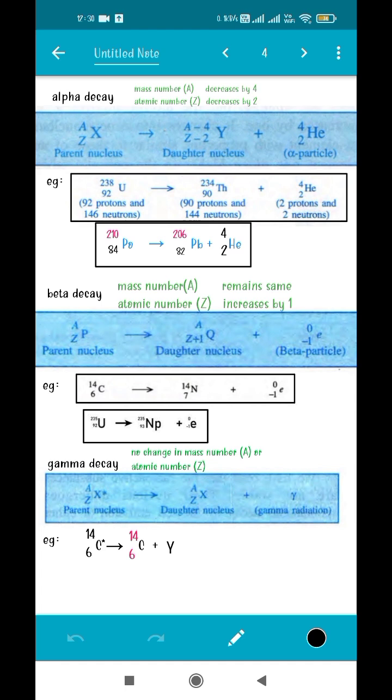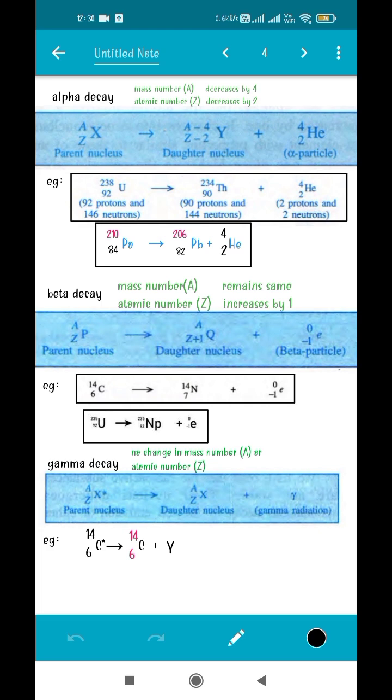Similarly, for polonium, the mass number is 210, but when it releases an alpha particle, its mass number changes to 206. It is forming lead now. The mass number is decreasing by 4. The atomic number was initially 84, but now it has decreased by 2, so from 84 it is becoming 82, and along with that an alpha particle is emitted.